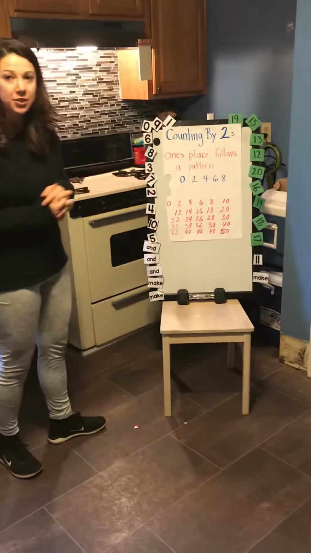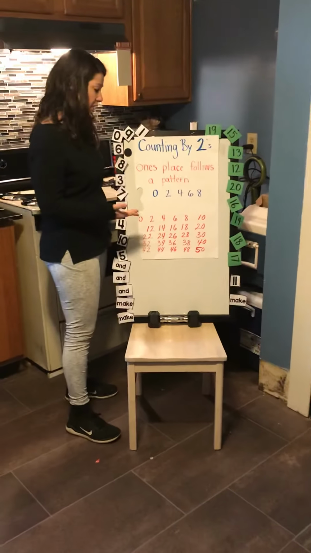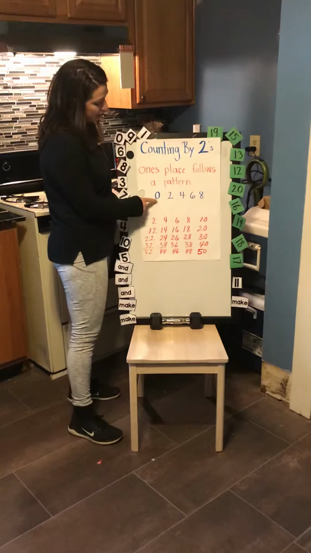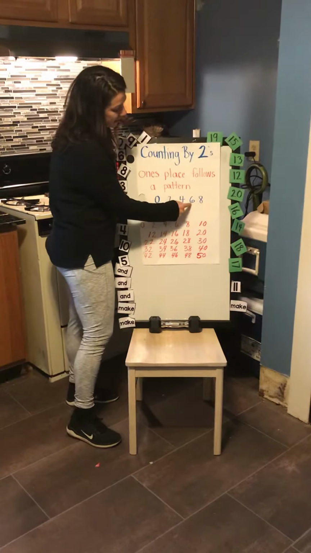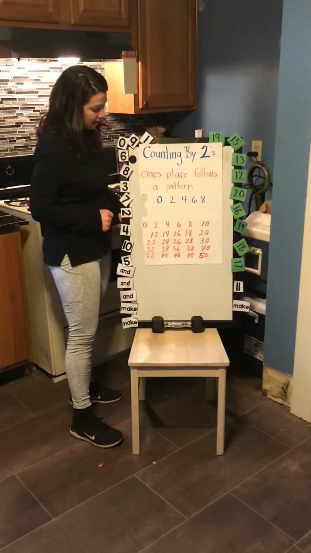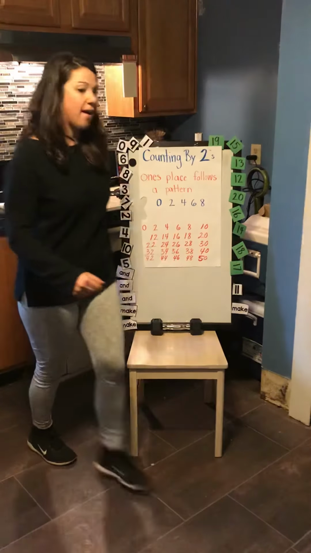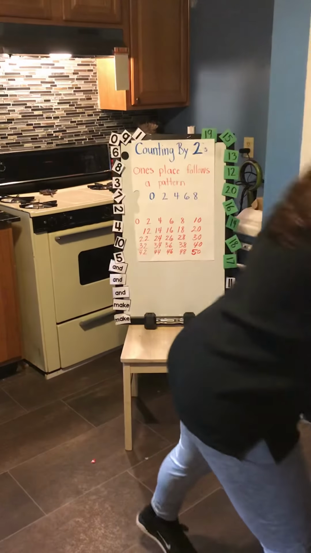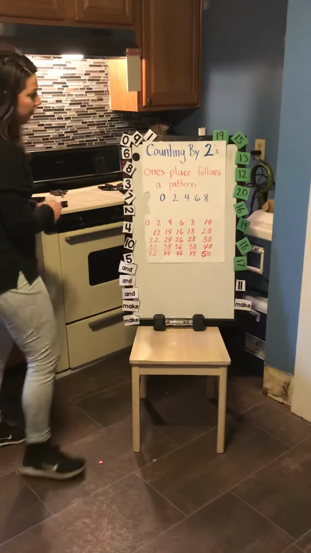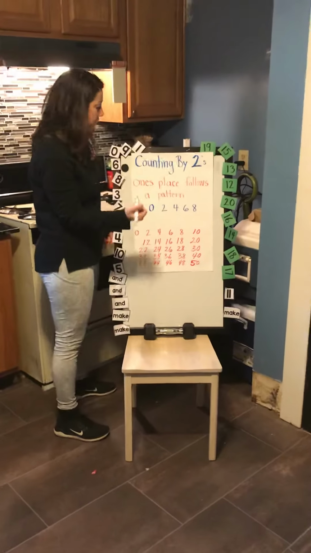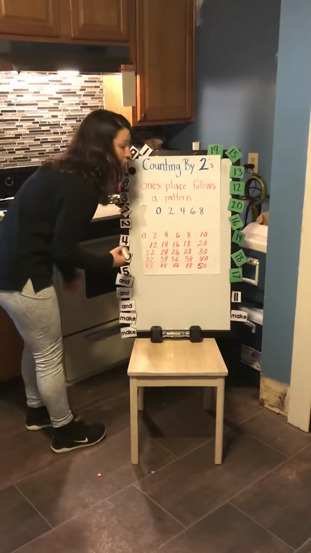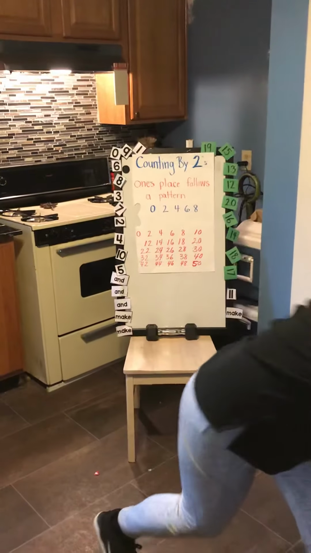Now you guys know within a number the ones place follows a pattern. If you're starting with 0 and 2, it's going to be either a 0, 2, 4, 6, 8 in the ones place. And so we know that skip counting is adding the same number over and over and over. And so if we're skip counting by twos, then we're adding 2 every time. Let me get a different color.